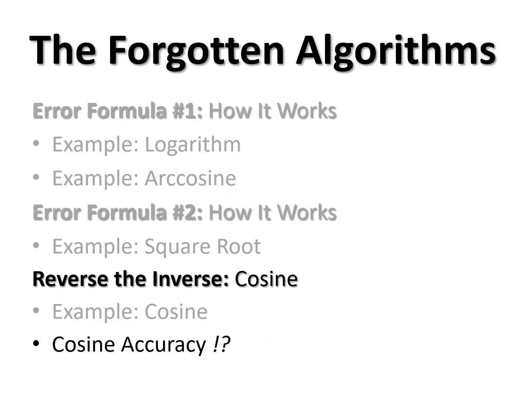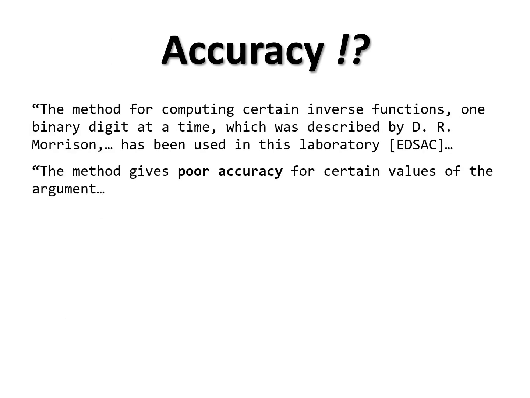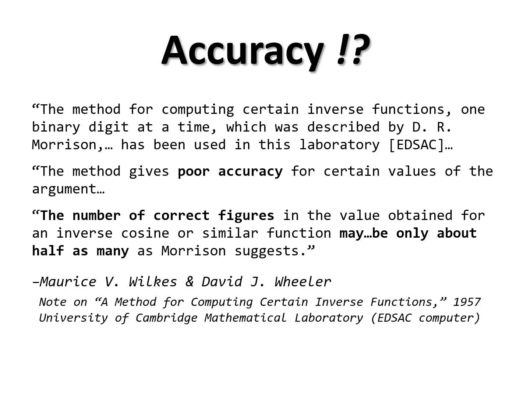Finally, let's talk about the implementation accuracy of this algorithm and its inverse, the original arccosine. From 1957, the method for computing certain inverse functions one binary digit at a time, which was described by D.R. Morrison, has been used in this laboratory. The method gives poor accuracy for certain values of the argument. The number of correct figures in the value obtained for an inverse cosine or similar function may be only about half as many as Morrison suggests.